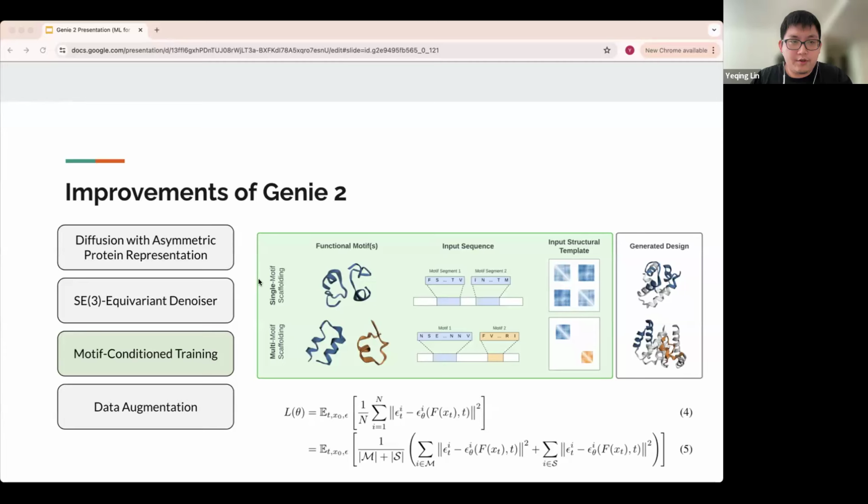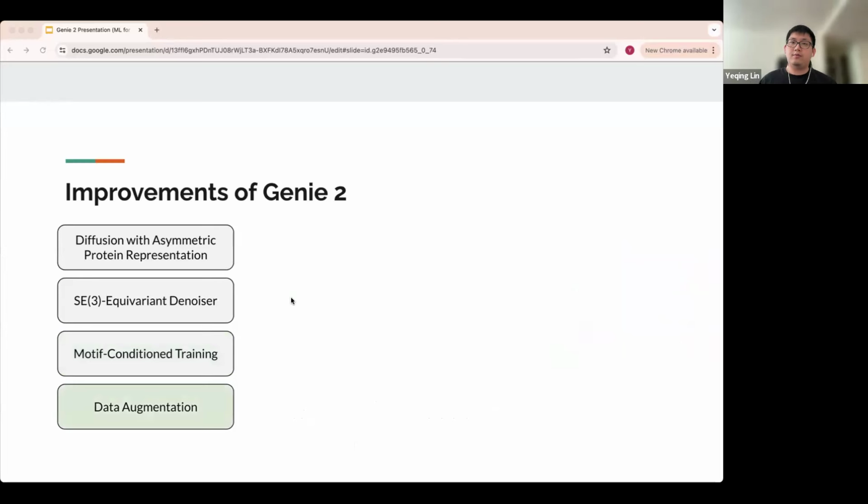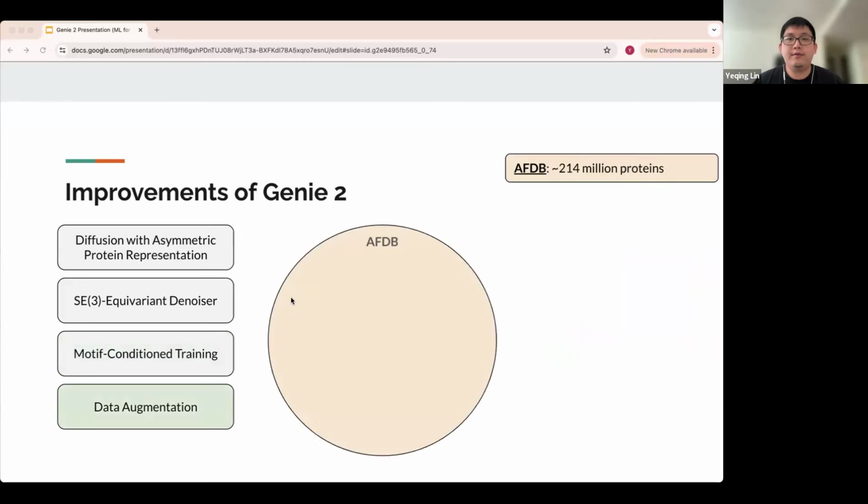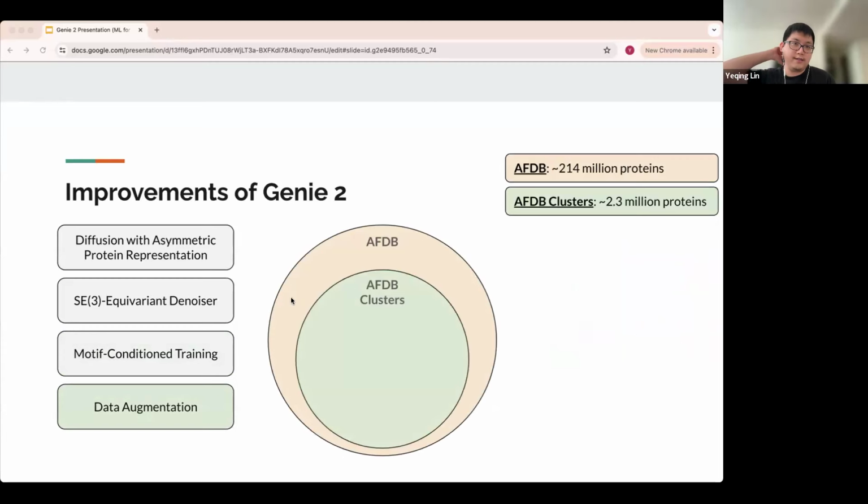Okay, moving on to the architectural change. Another thing that we find significantly improves Genie's performance is the data augmentation part. We perform significant data augmentation by using the recent AlphaFold protein structure database, which contains around 200 million structures. However, the database is pretty large, and there is a lot of redundancy in terms of structures there. So we utilized the Foldseek clusters on the AlphaFold database, which reduces the number of structures to around 2.3 million proteins.